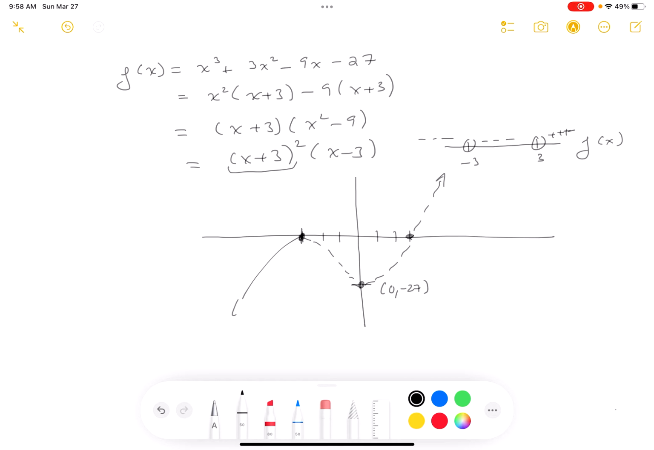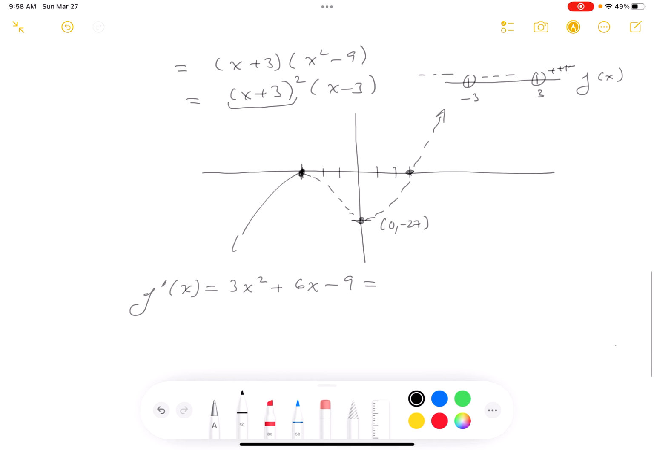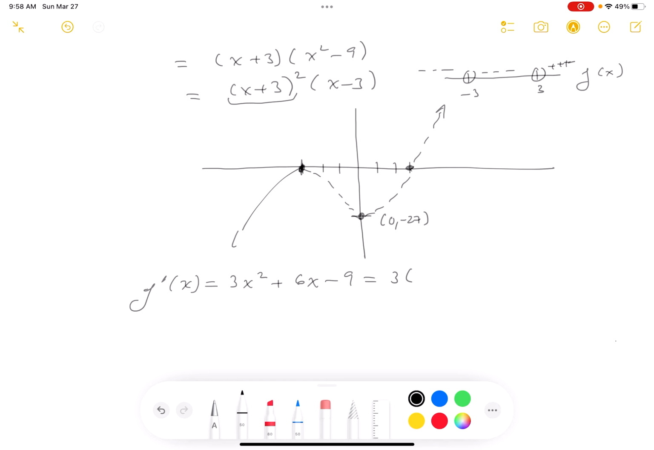Now I'm going to refine the picture. I know my roots, by the way. They didn't ask beyond that, but I want to go beyond that. So what I want to do is get the first derivative. And what's that going to be? 3x squared plus 6x minus 9. I'm going to refine my picture with this. 3 comes out, x squared plus 2x minus 3. This can be factored further.